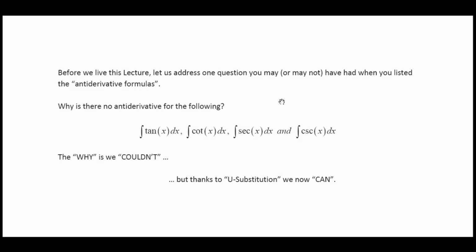Well, this is a pretty much meaningless lesson. Teacher didn't ask you for the antiderivative of the tangent, the cotangent, or the secant, or the cosecant. None of those. And we ask you, why is there no antiderivative of these? And the why is we couldn't do them. But now, thanks to U-substitution, we can. So let's go to the next slide.